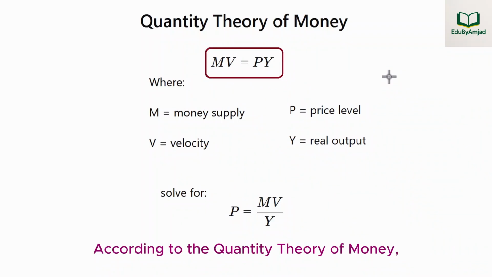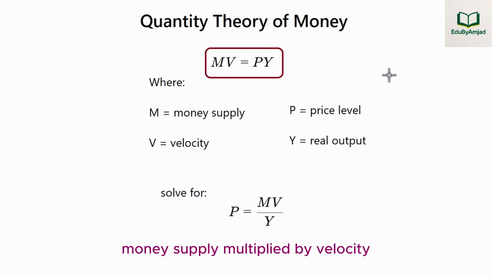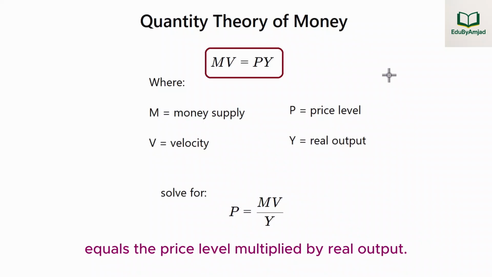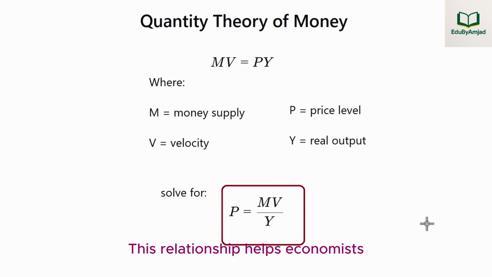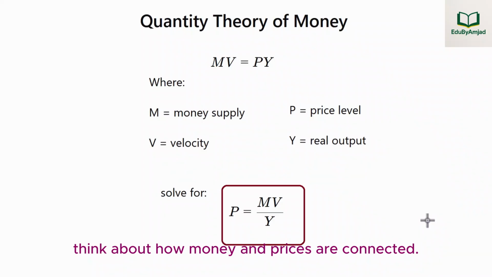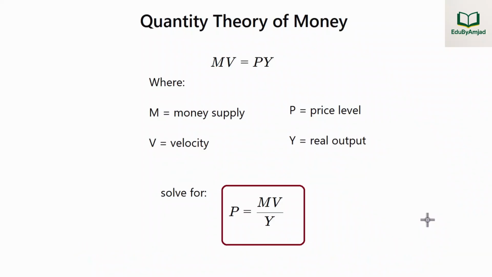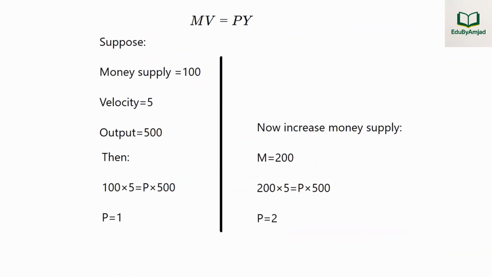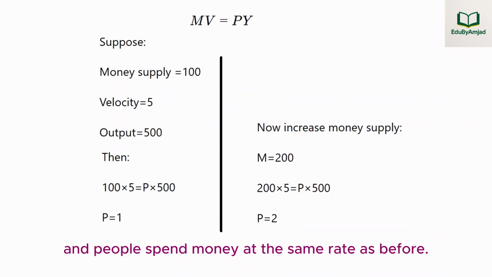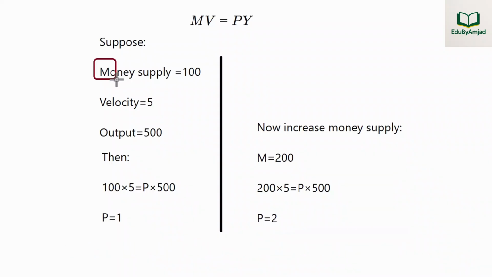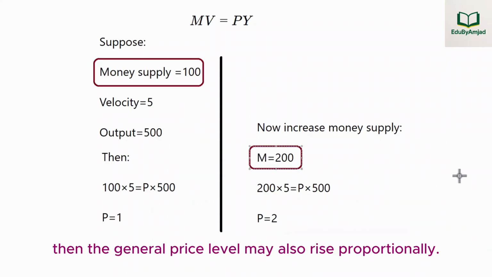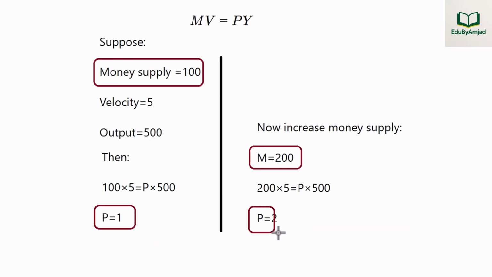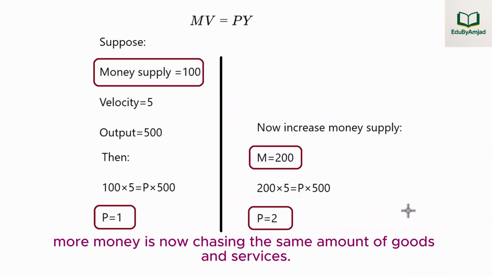According to the quantity theory of money, money supply multiplied by velocity equals the price level multiplied by real output. This relationship helps economists think about how money and prices are connected. Suppose output stays fixed, and people spend money at the same rate as before. If the amount of money in the economy doubles, then the general price level may also rise proportionally.